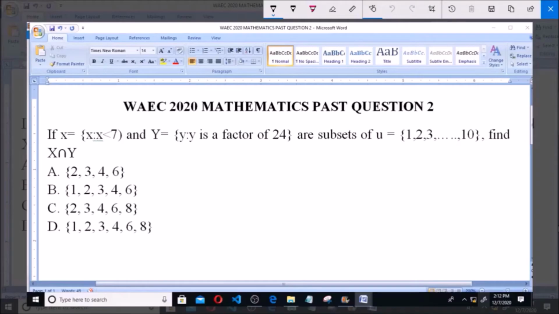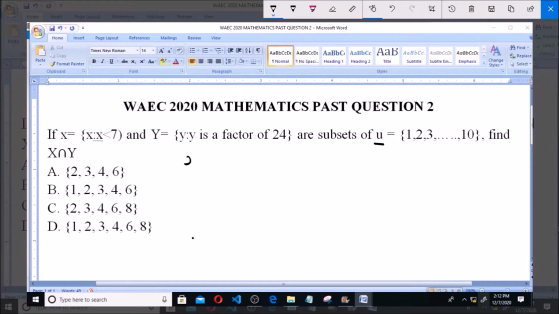Good day and welcome. I'll be answering WAEC 2020 Mathematics Past Question 2. If x is a set of values which are less than 7 and y is also a set containing values which are factors of 24, and both x and y are subsets of a universal set U ranging from 1 to 10, find x intersect y.